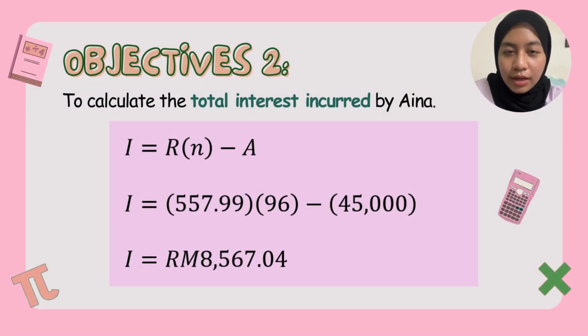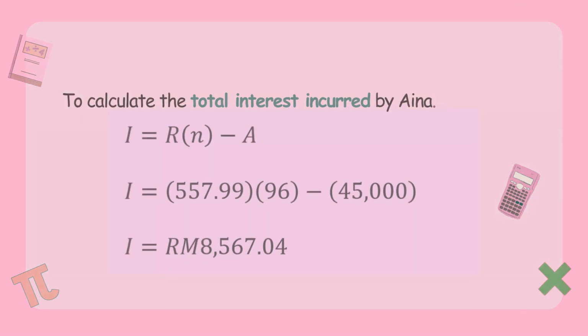Objective 2 is to calculate the total interest incurred by Aina. I equals R multiplied by n minus A. I equals 557 ringgit 99 cents multiplied by 96 minus 45,000 ringgit. The answer is I equals 8,567 ringgit 4 cents.